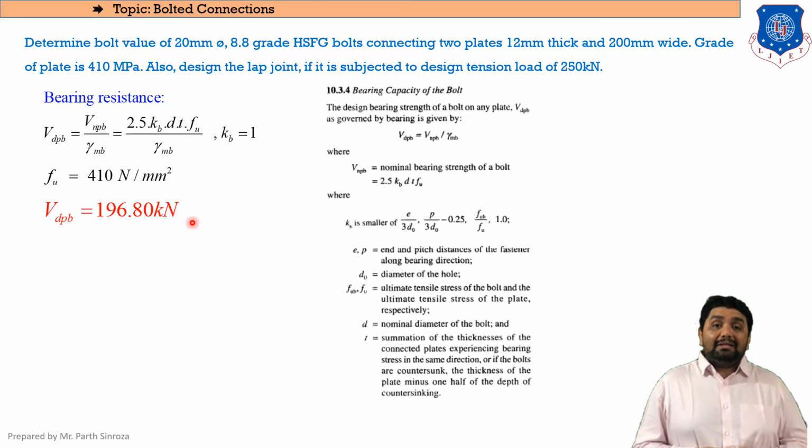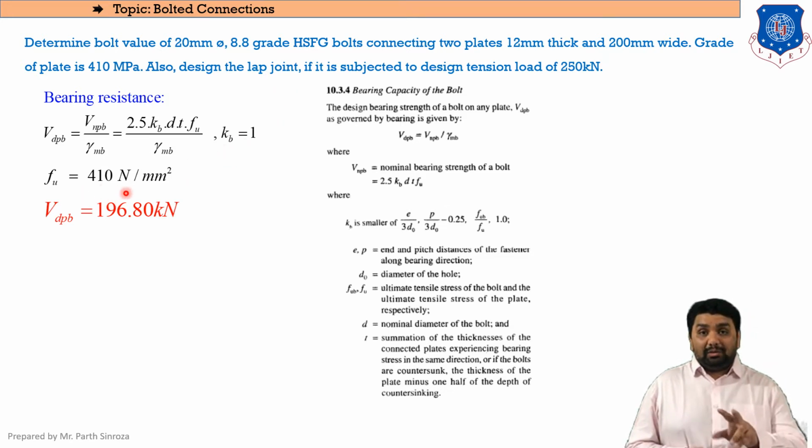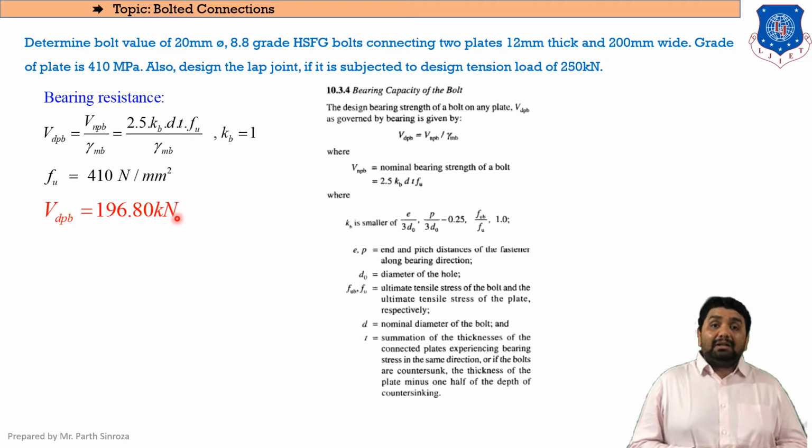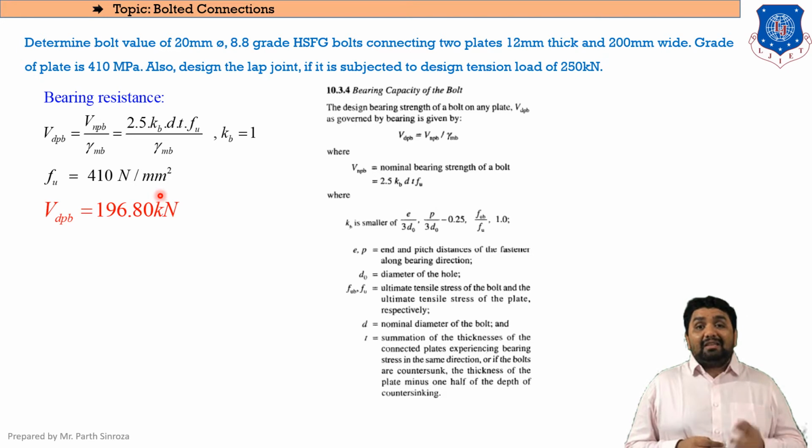Now keep in mind that whenever we are dealing with bearing capacity, Fu will be considered the smaller value. Keep in mind, Fu will be the smaller value of both the materials. Here the materials being used are, first, our HSFG grade bolt, and second, the plate, which is of grade 410. So the Fu of the plate here is 410, whereas the Fu of the bolt here is 880.